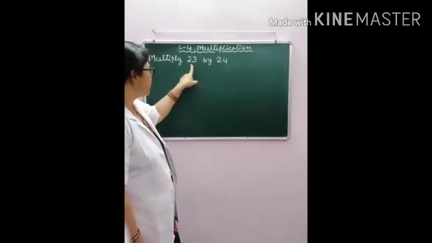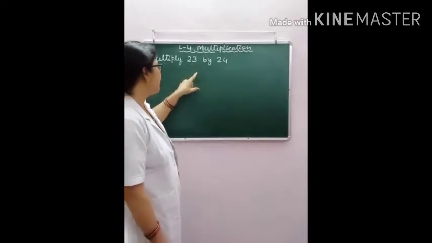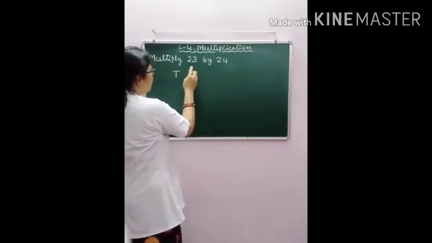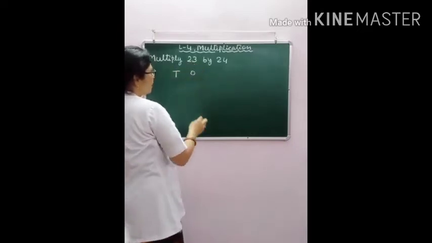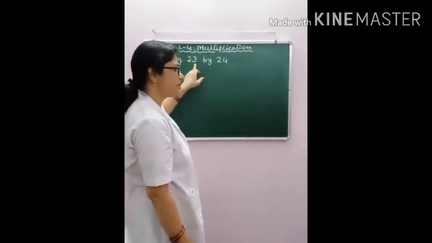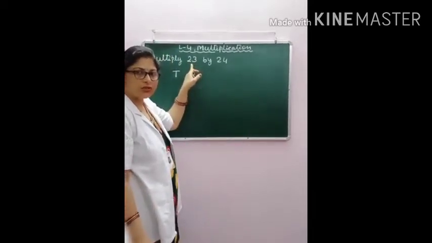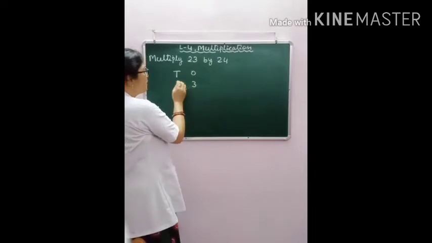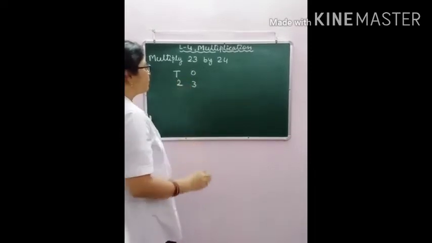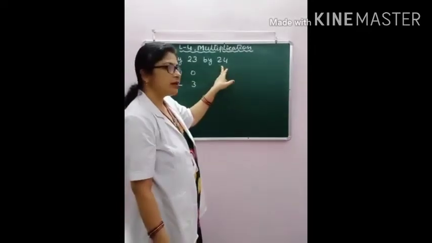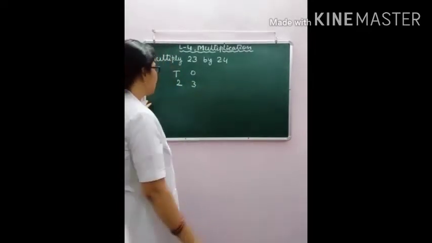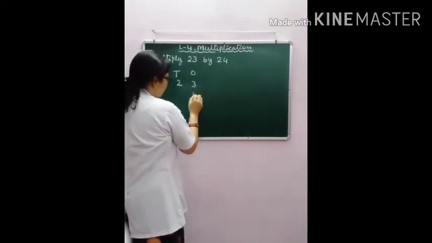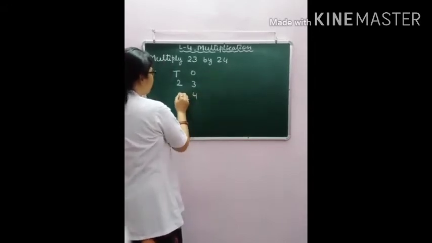As this number 23 is 2-digit number, we have to write two different places, ones and tens. Now we have to arrange the digits according to their places. In 23, 3 is at the ones place and 2 is at the tens place. So we'll write 3 at the ones place and 2 at the tens place. Now what we have to do? We have to write the multiplier again by this method. So in 24, 4 is at the ones place. So we'll write 4 at the ones place and 2 at the tens place.